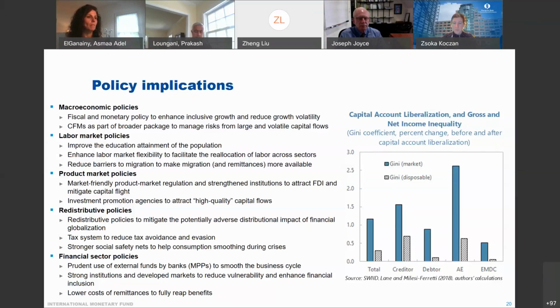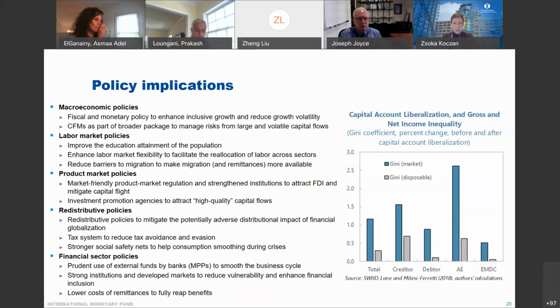In general, market-friendly product market policies can help make countries more attractive as FDI destinations. But perhaps even more importantly, investment promotion agencies would be a relatively inexpensive tool that can help attract high-quality capital flows. And by high-quality, we mean those that are a good match to the country's skill base and at a technological level that can maximize spillovers to the domestic economy.